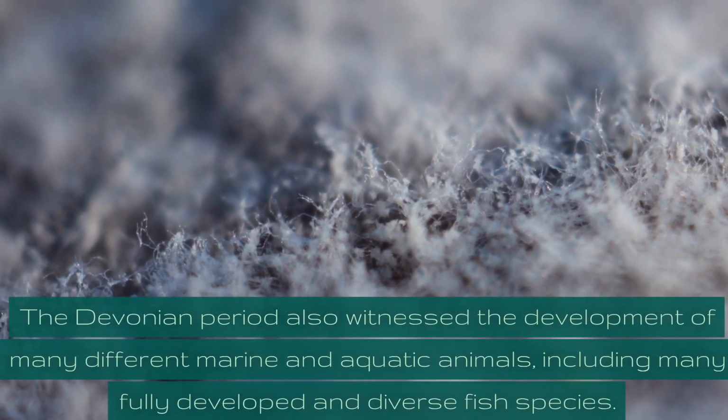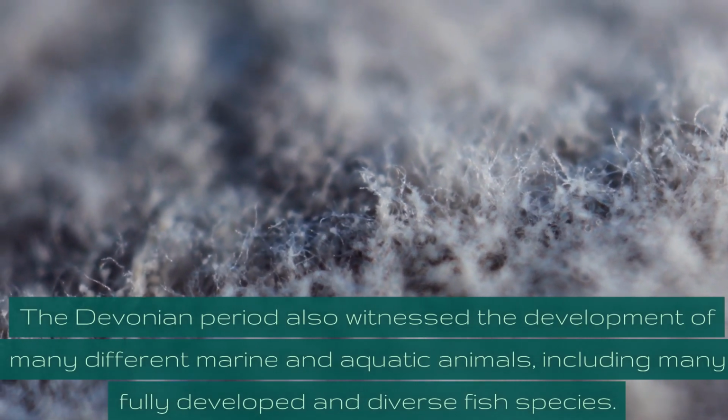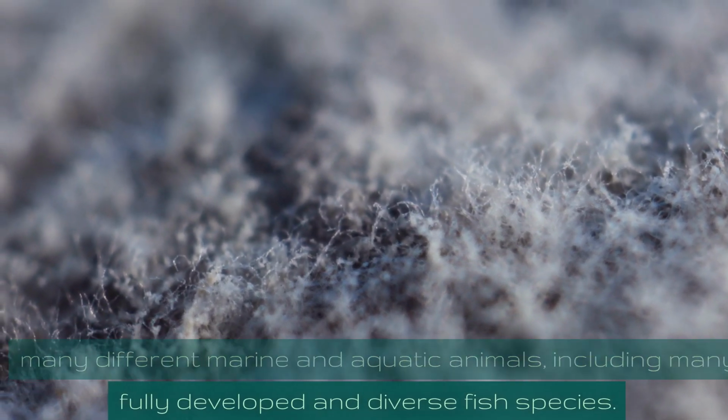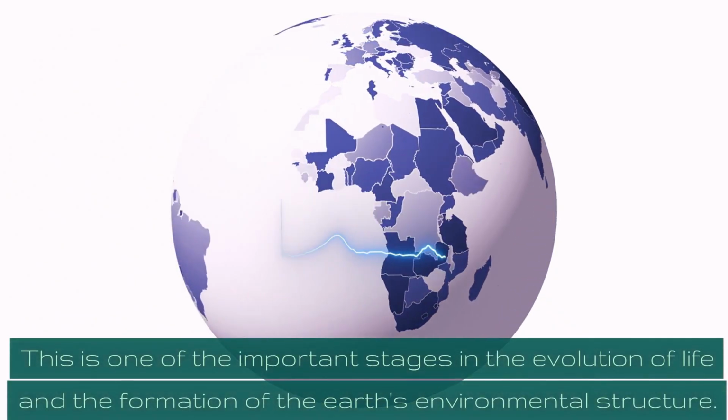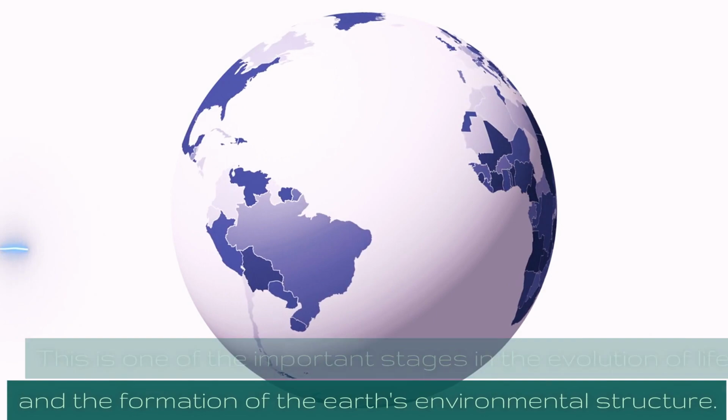The Devonian period also witnessed the development of many different marine and aquatic animals, including many fully developed and diverse fish species. This is one of the important stages in the evolution of life and the formation of the Earth's environmental structure.